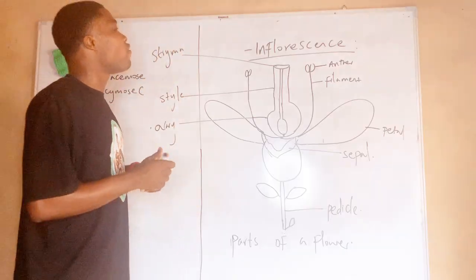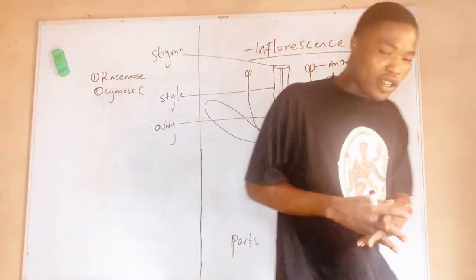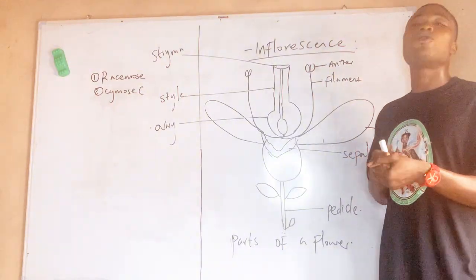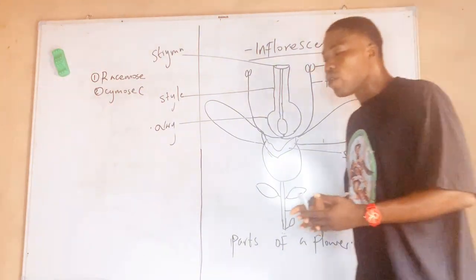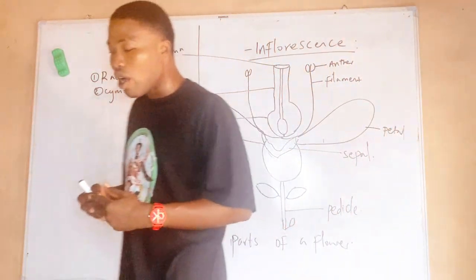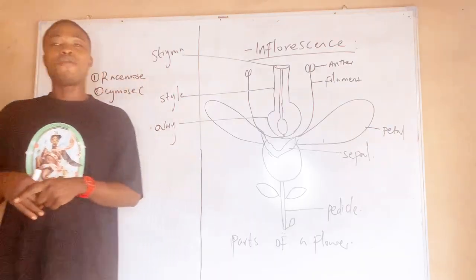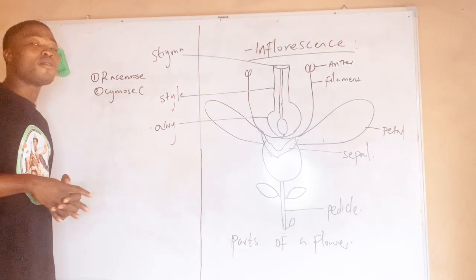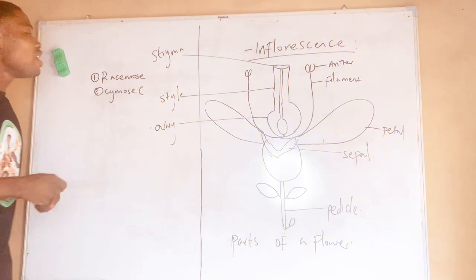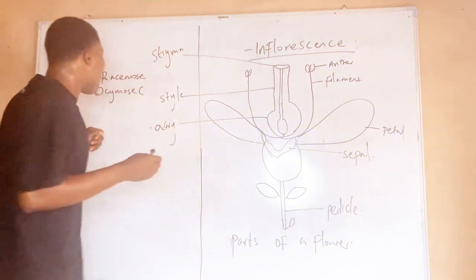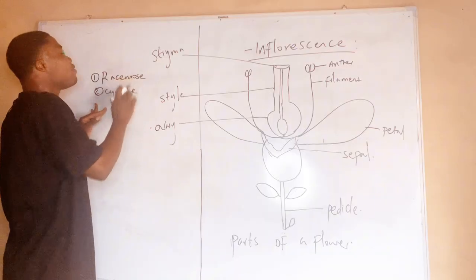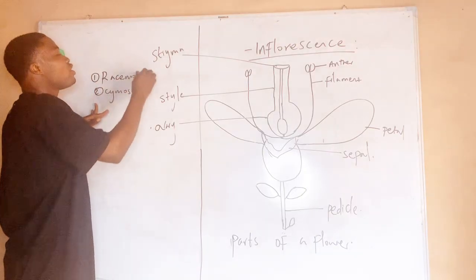Now, I'll be looking at inflorescence today. What is an inflorescence? An inflorescence is the part of a leaf modified to produce flowers. So a part of a leaf modified to produce flowers is called an inflorescence. Inflorescence can usually be of two types: racemose inflorescence and cymose inflorescence.